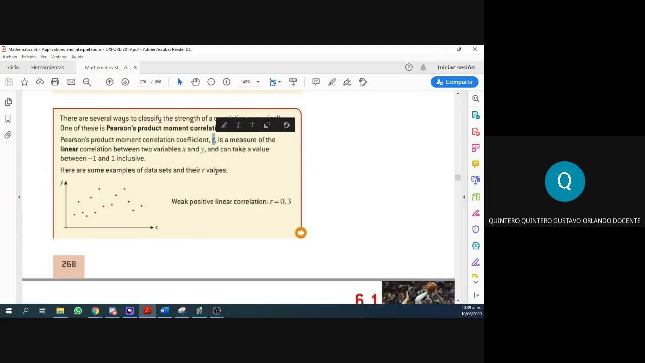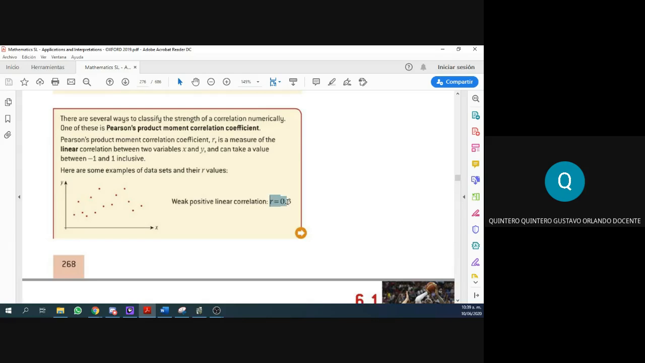Now, what is R? R is just a number. The number varies from -1 to 1. That is R, all right? Hopefully you guys are writing this down. R is a number. It goes from -1 to 1. You cannot have a value of R, a Pearson correlation coefficient, of more than 1 or less than -1. But you can have a lot of decimals that are negative or positive.